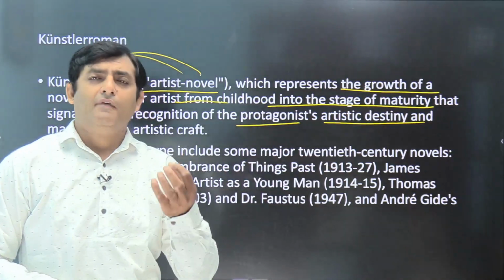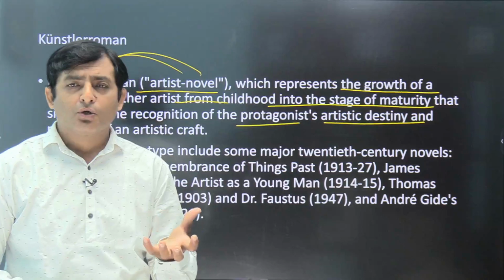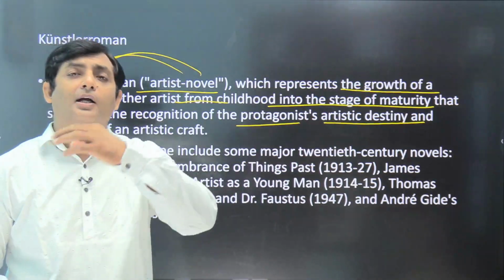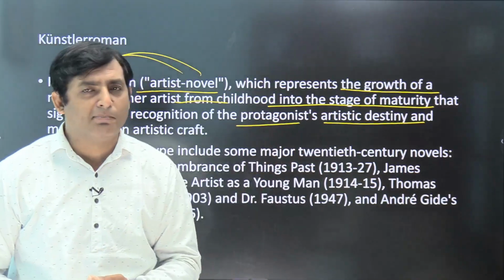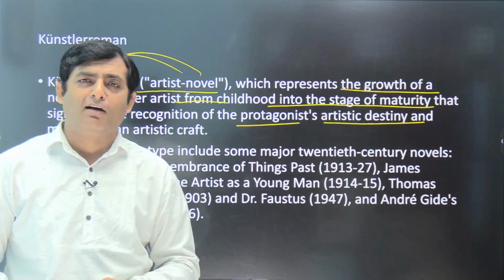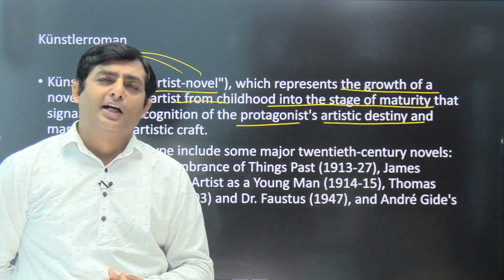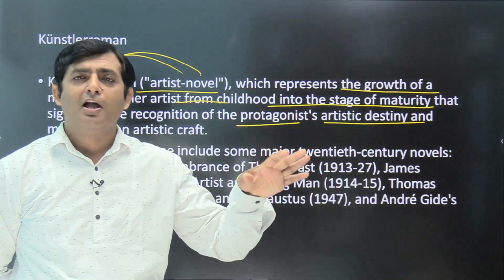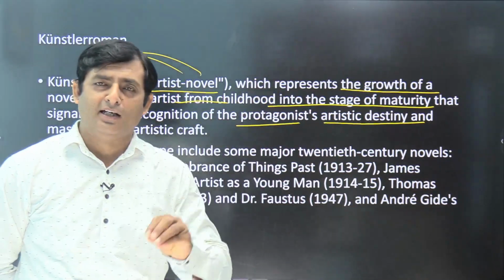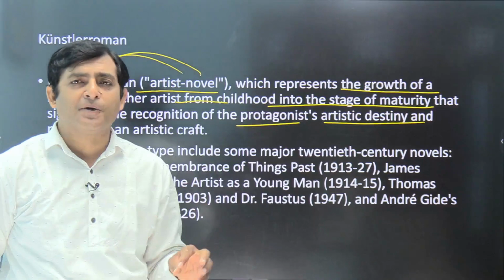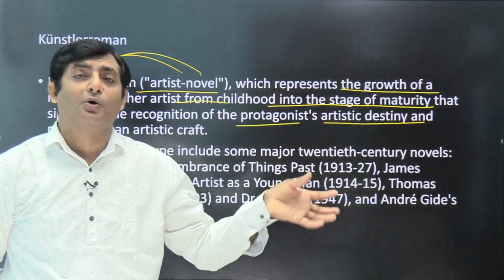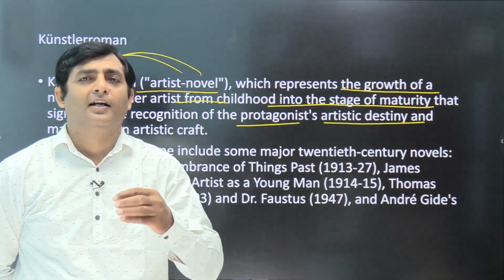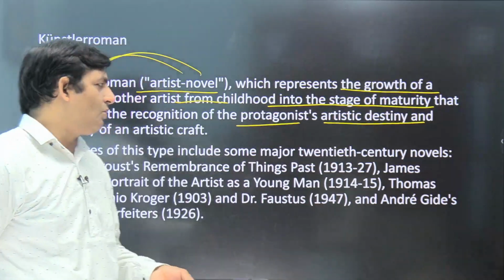When the novelist, the narrator, or the protagonist grows up and becomes an artist, his journey from innocence to becoming an artist is the story of Künstlerroman, and the best example is James Joyce's novel, A Portrait of the Artist as a Young Man. He goes through several phases of his life, and finally he finds solace in art. He finds solace in painting. That is Künstlerroman. Development of the protagonist from an innocent man to an artist, that is an artist's novel.